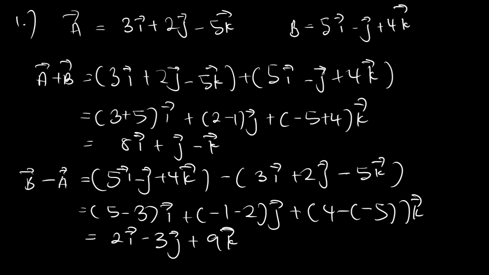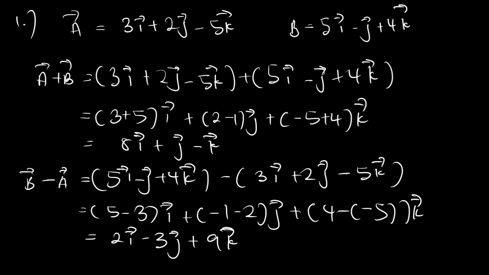What we are going to do is just add vector A and vector B, and it is very simple. Just add the corresponding vector component of each vector. For example, for i hat we have 3 and 5. Just add 3 and 5, we'll get 8. And then do the same thing for the others. We'll get 8i plus j hat minus k hat.